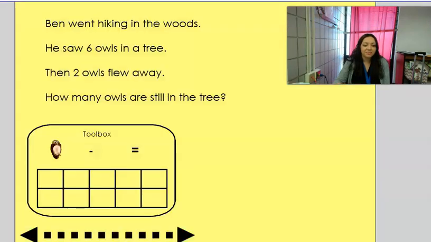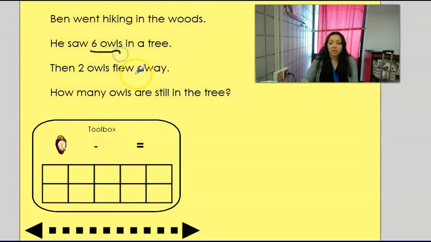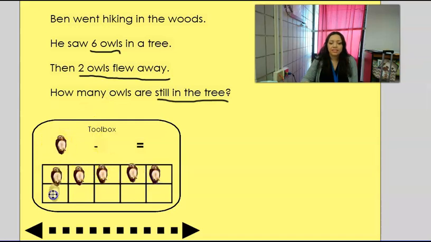All right, this one says, Ben went hiking in the woods. He saw 6 owls. So 6 owls. So let's see. Owls in a tree. I'm going to underline that number because I know it's going to be important. Then 2 owls flew away. How many owls are still in the tree? So let's think about that for a second. I had 6 owls. So 1, 2, 3, 4, 5, 6.